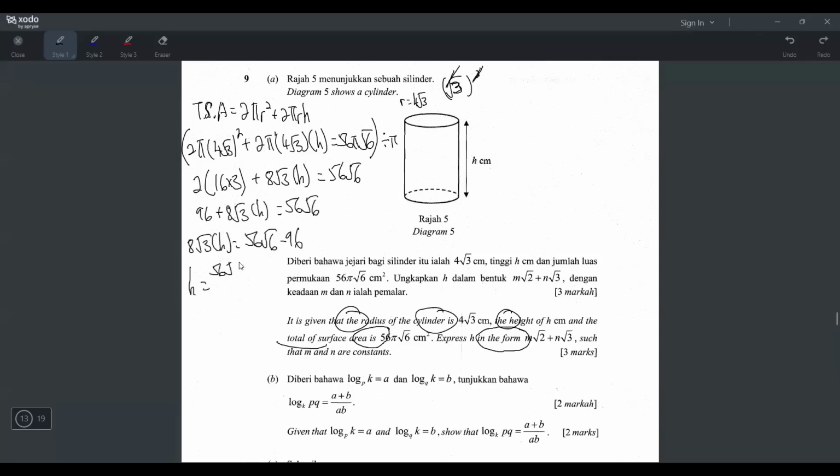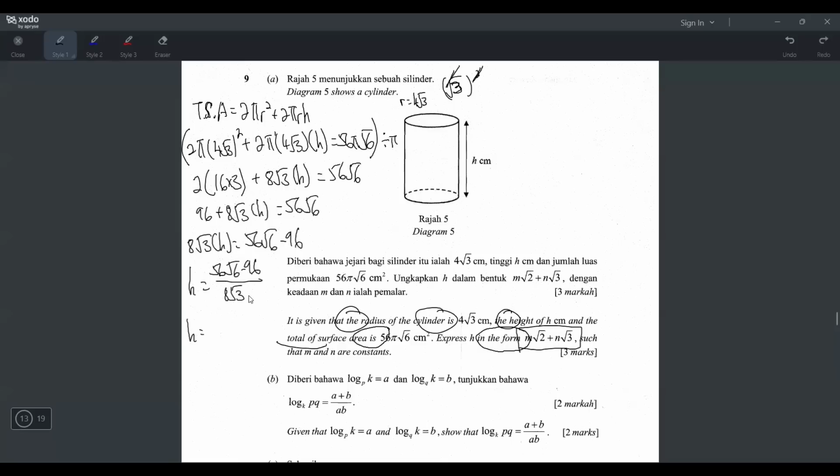So how to find h? 56 square root 6 minus 96. The whole thing has to be divided by the 8 square root 3. Like this. Okay, if you stop here, then your answer is not in this form anymore, because they already said express h in this form. If you want your answer to look like this form, you have to rationalize. You have to make sure there is no square root at the bottom, then it can become this form, right? And how do you rationalize? You have to remove the square root at the bottom.